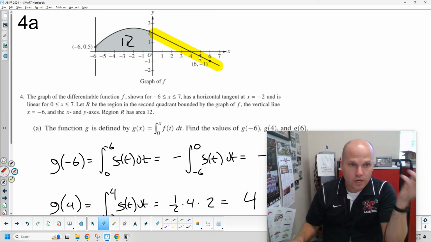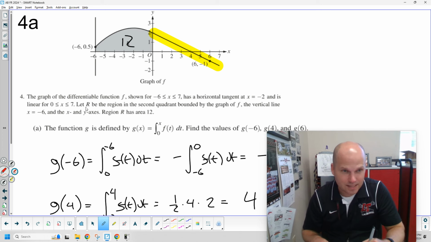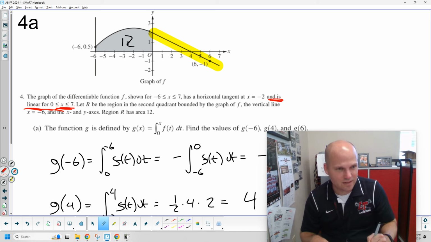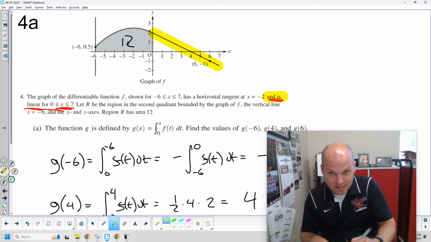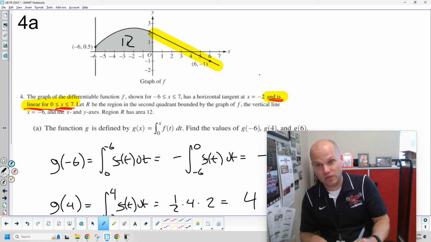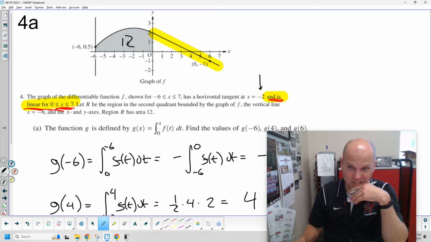0 to 4, we needed to really pay attention to the fact that this is linear. It is linear. It's very hidden there. We don't actually use this at all. This x equals -2. If you put -2 in for any answer, you didn't need it.